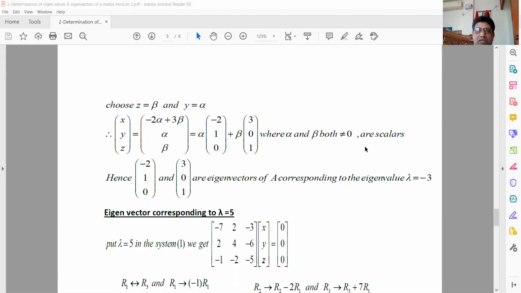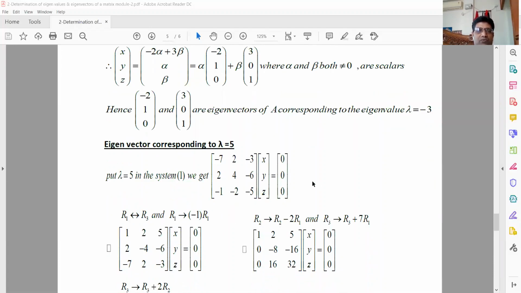And alpha and beta are scalars, so you can choose any values for alpha and beta. For simplicity's sake, I am choosing alpha is 1 and beta equals 0. I will get the first eigenvector. Next I will choose alpha equals 0 and beta equals 1. I will get the second eigenvector. So this is the procedure you have to do whenever the eigenvalues are repeated.